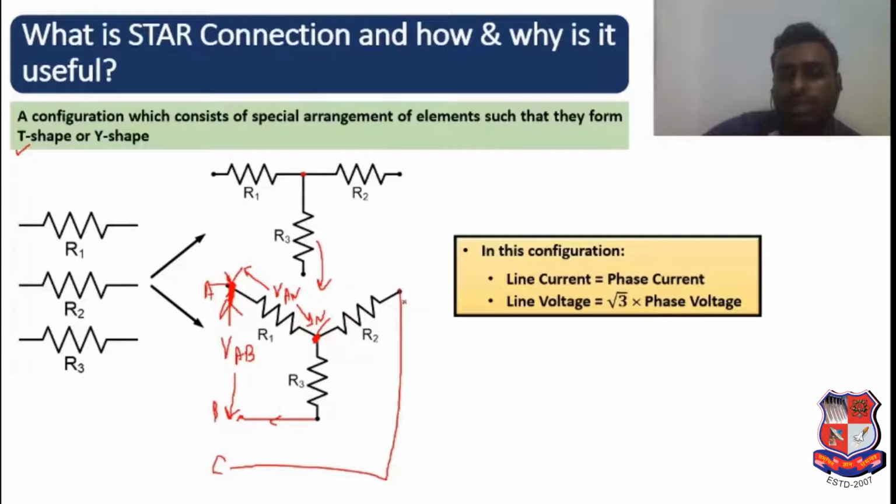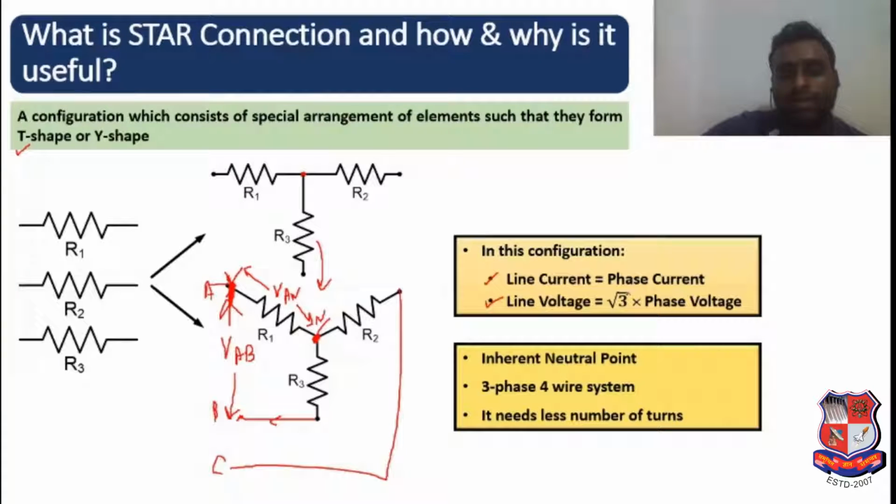So the main feature is that line current is equal to phase current, but line voltage is root 3 times phase voltage. These are the two important points one should know when going for star connection. Apart from that, an inherent neutral point is available. The neutral point will be helpful in applications. This gives us an idea that this is a three-phase four-wire system. What are the four wires? The three phases A, B and C, and the neutral wire is also taken out. So we get a three-phase four-wire system.